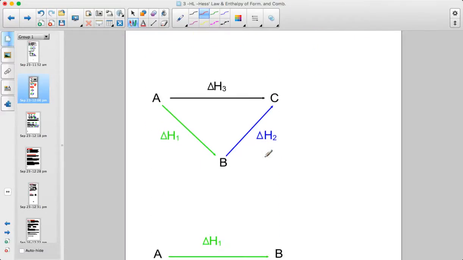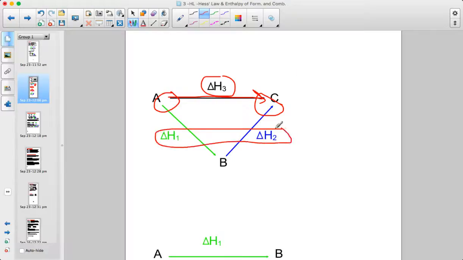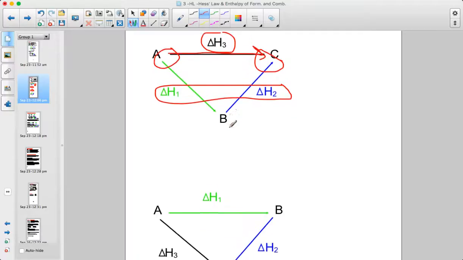If we do it again, I can see the two butt ends, and I can see the two arrow heads. So this one does it in one step. So there's our delta H3. These two do it in 2 steps, so these two together should add up to that one.